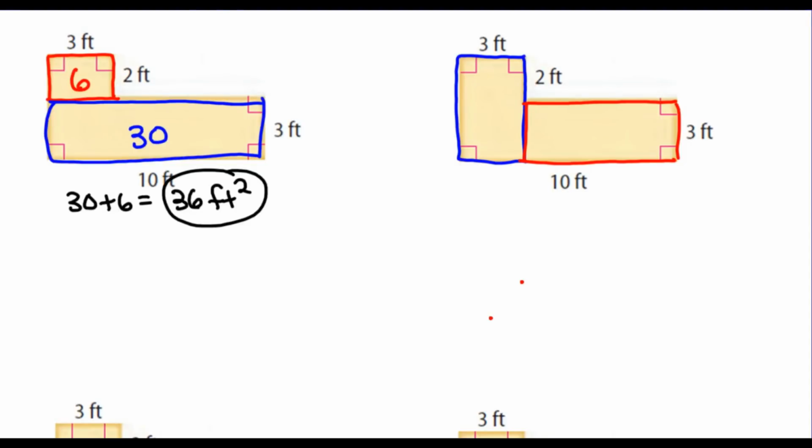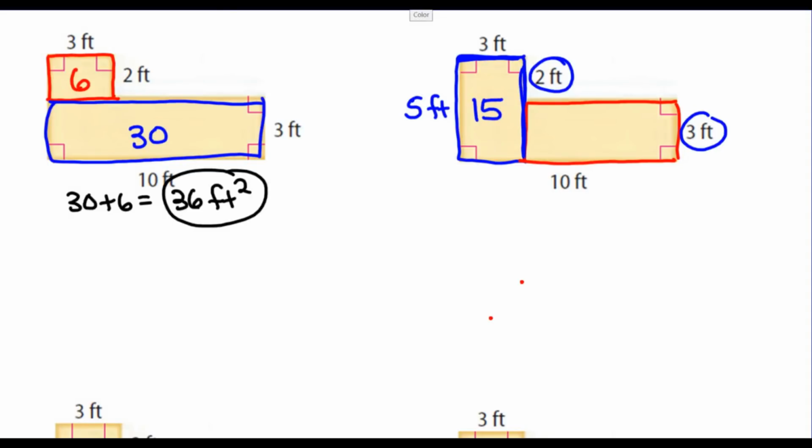Well, here we're going to have to do a little bit more work because we have the length or the base of this rectangle, but we don't know the height right off the bat. So we have to kind of add these two lengths together, this 2 feet and 3 feet, to give us 5 feet for the height of this one. So 5 times 3 would give me an area of 15 inside the blue rectangle.